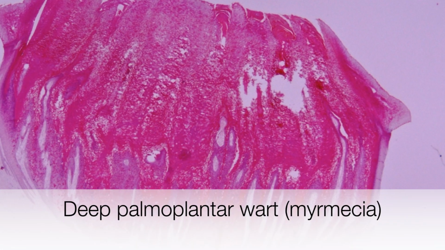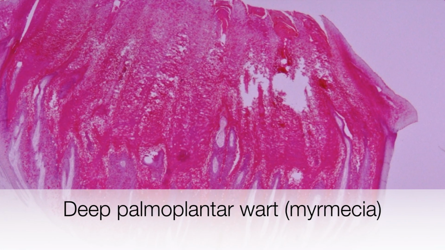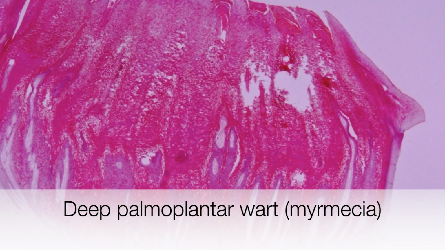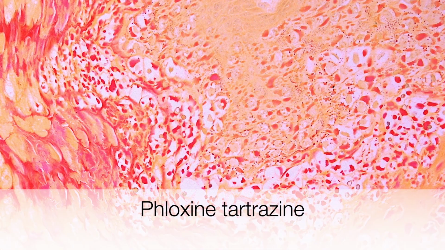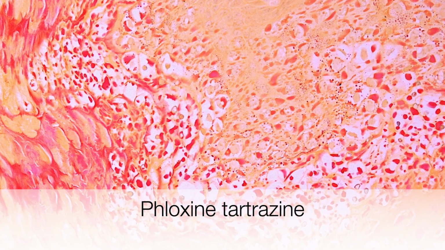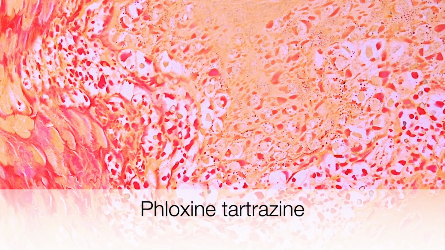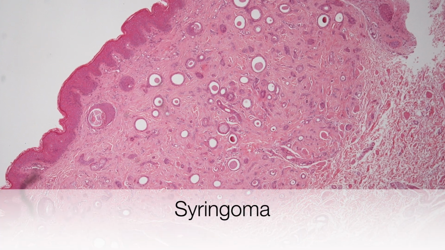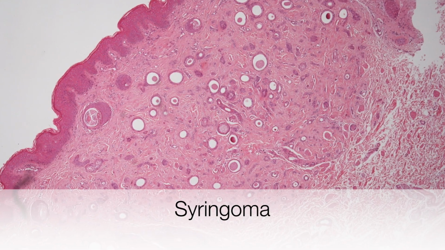Case number 2 is a deep palmoplantar wart, also known as a myrmecia. And the very pretty floxine tartrazine stain stains the viral inclusion bodies orange. Case number 3 is a syringoma.